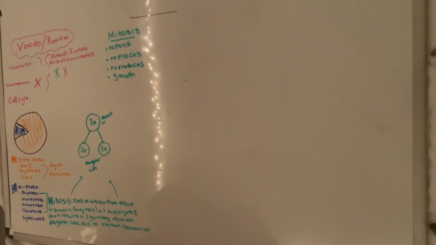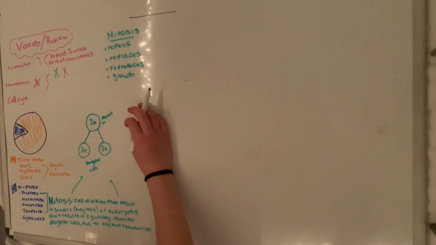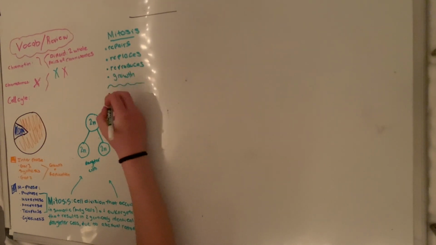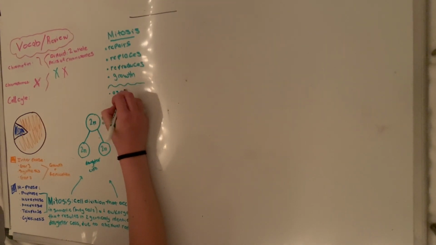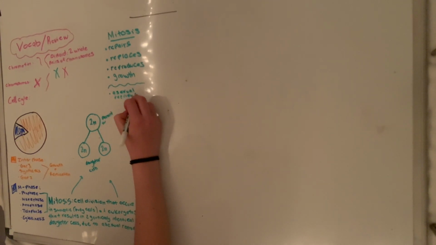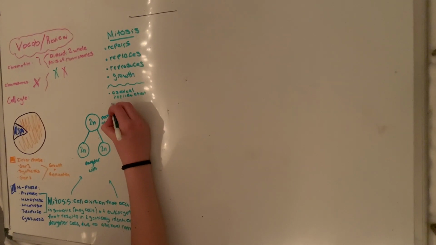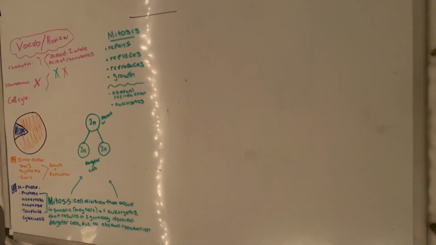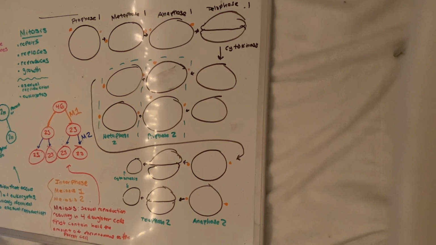And that happens through asexual reproduction. So one of our functions of mitosis is reproduction. It reproduces cells and helps with growth. So the main thing with mitosis is that it is asexual reproduction. So the DNA from the parent cell is copied so that the offspring is exactly identical to the parent. And this happens in eukaryotes, so multicellular organisms.